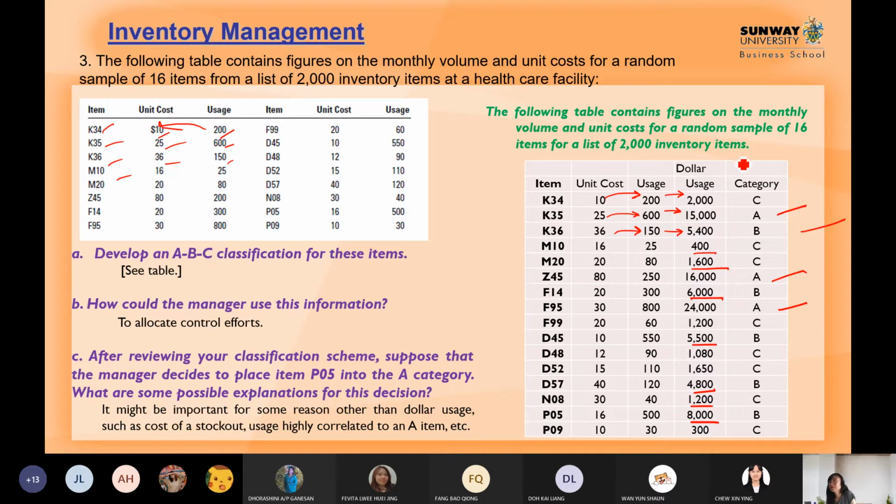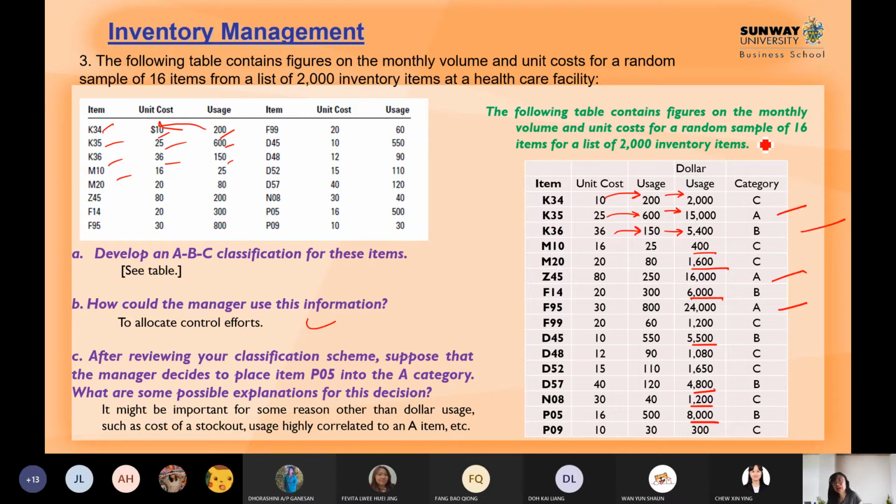Okay, why does my manager need this information on the part B? So that you can manage, you can reorganize, recategorize. Okay, now I have 4 items of A. So this is my priority and main focus. This is how you do the arrangement of your inventory management.